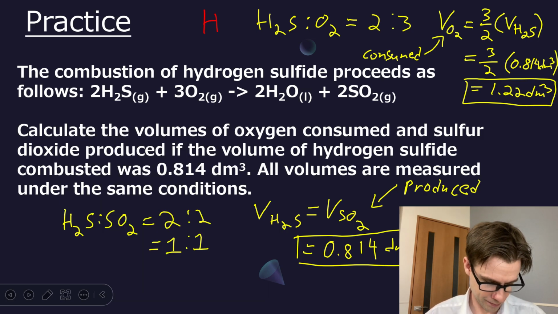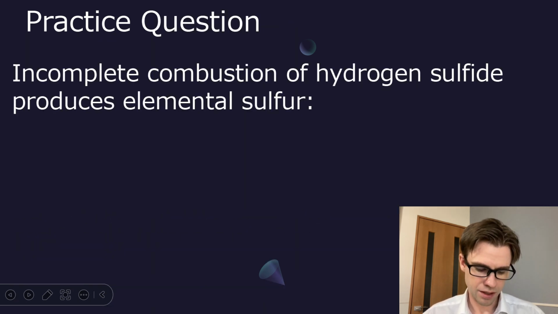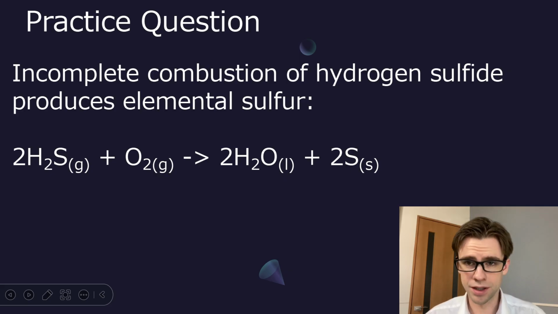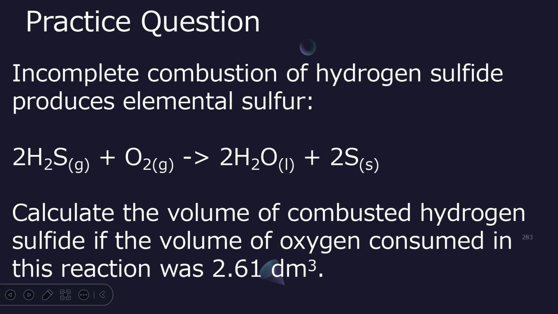Okay. I think I have another practice for this. Incomplete combustion of hydrogen sulfide, H2S, from the previous question, produces elemental sulfur instead of SO2. So we have a new balanced chemical equation here. 2 H2S gas plus O2 goes to 2 H2O liquid plus 2 S solid. So we don't have any gases in the products this time. But we could still answer this question.